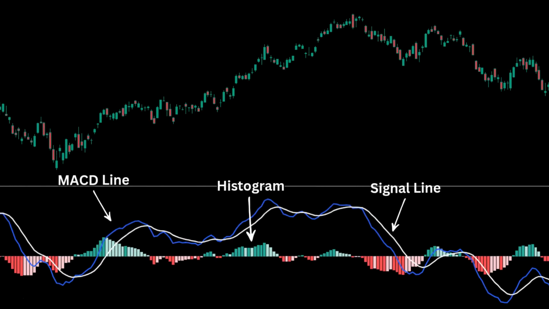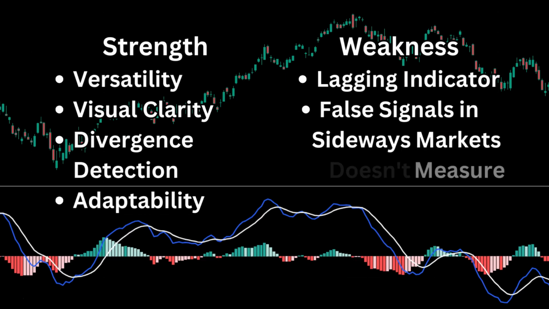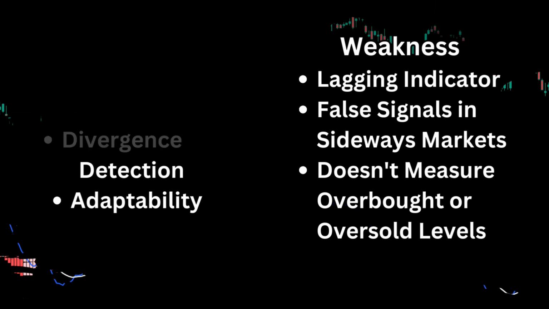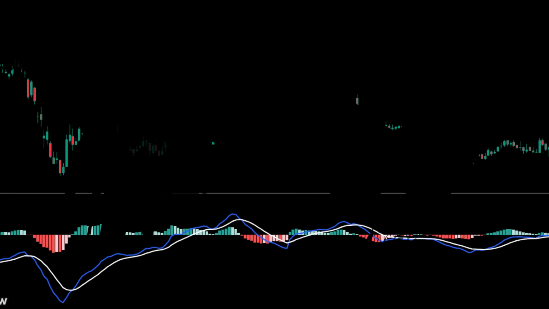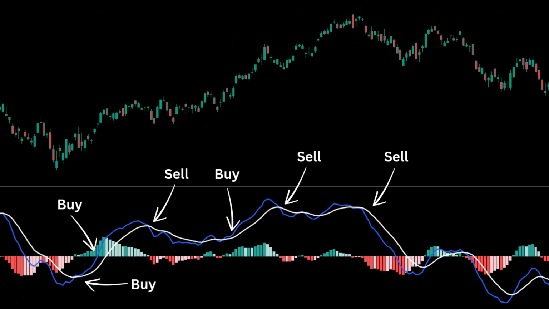Today, we've taken a giant leap. You no longer just know the parts of the MACD, you understand its strengths, its weaknesses, and how to execute its most fundamental strategy. You know it's versatile and visually clear, but also that it's lagging and dangerous in sideways markets. And you've learned to interpret the bullish crossover, the bearish crossover, and the 0 line cross. But this is just the beginning.